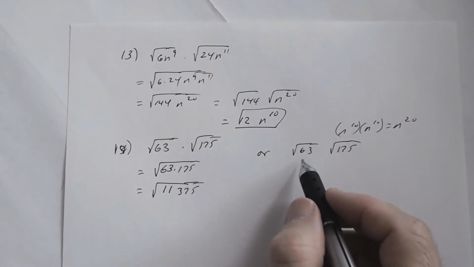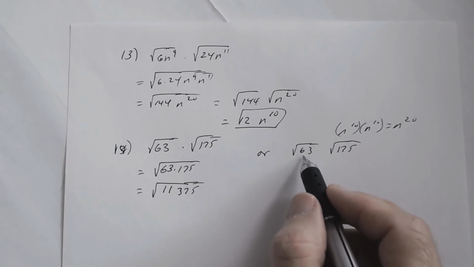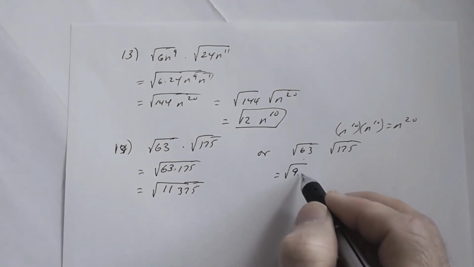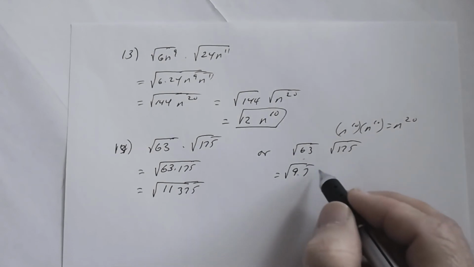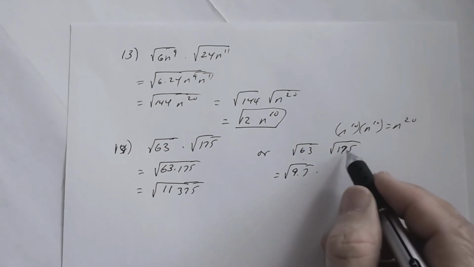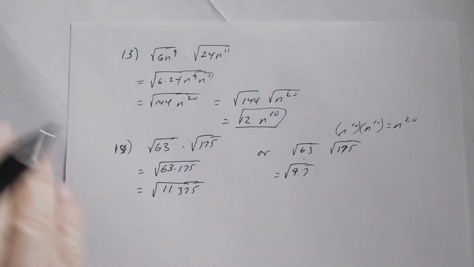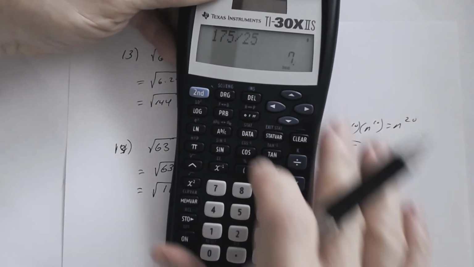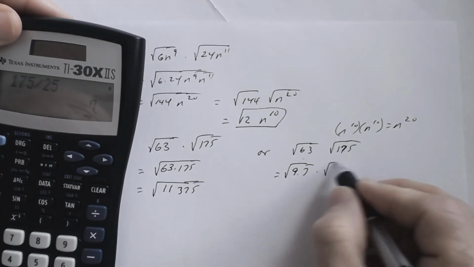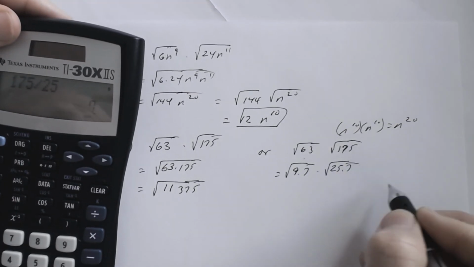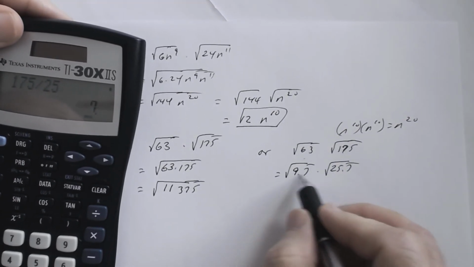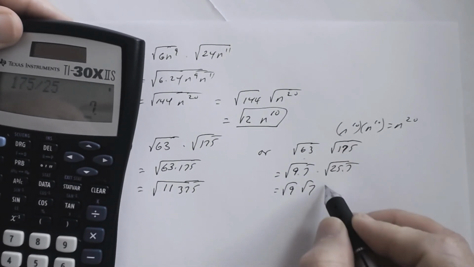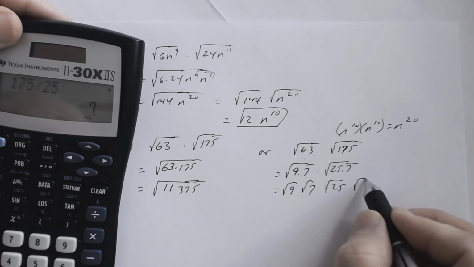What's the largest perfect square that goes into 63? Okay, 9. So I get the square root of 9 times what? 7. Okay? And then let's look at 175. I think 25 is the largest. Let's just check. So 175 divided by 25, and I get 7. So that's the square root of 25 times 7, right? And so using the product rule, I'm going to get the square root of 9 times the square root of 7 times the square root of 25 times the square root of 7.